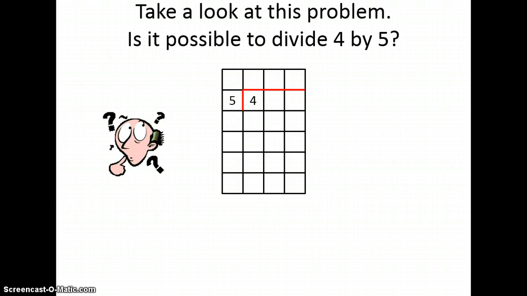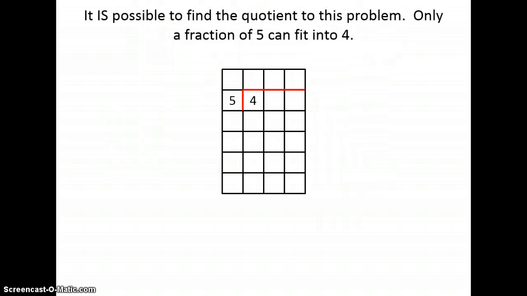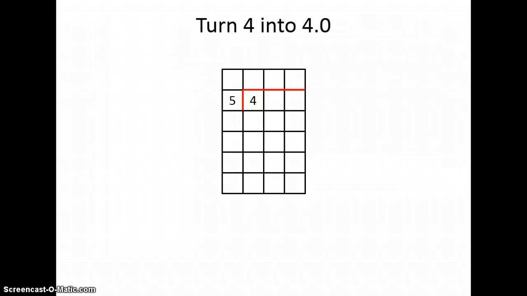What if I have a problem like 4 divided by 5? It seems like that's impossible to do because my dividend, that 4, is smaller than my divisor, the 5. But I can still do this the same way I did the first 3 problems. 5 can't go into 4 at all, but if I turn that 4 into a problem with a decimal, by turning it into 4 and 0/10, I now can divide 5 into 40.